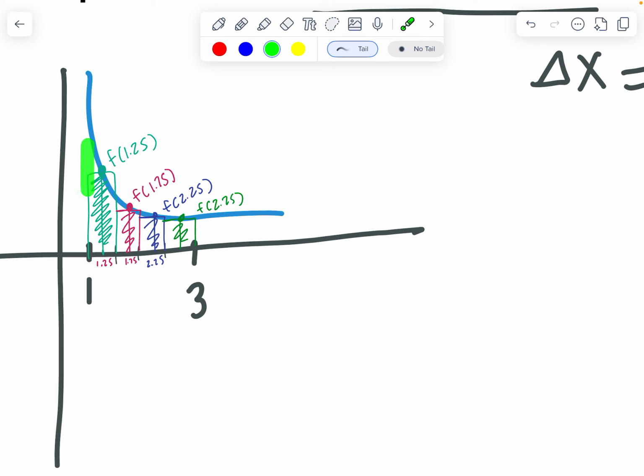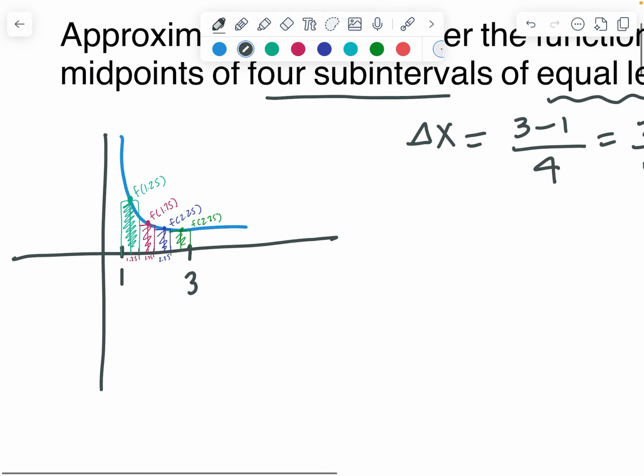Between 1 and 3, this space gets left out, this space gets left out, and this space gets left out, but then we have this space that hovers over it. So in some ways it kind of cancels it out. So this approximation looks pretty accurate to me.